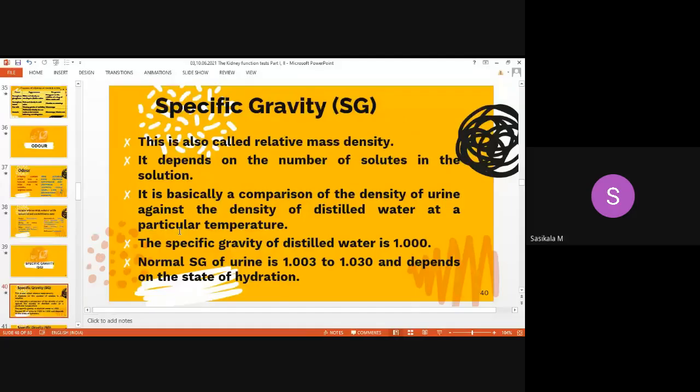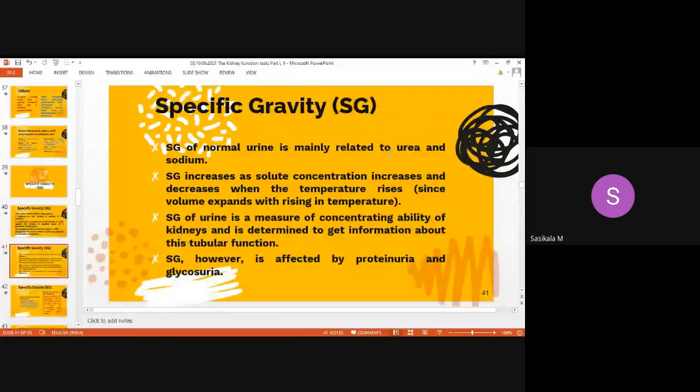And the specific gravity of normal urine is mainly related to urea and sodium. What is the main cause for specific gravity of normal urine? Presence of urea and sodium. Sodium is an electrolyte, so it maintains fluid balance. That's why the kidney's function is to maintain fluid balance. And what product is eliminated? Urea. Urea will be excreted in urine.